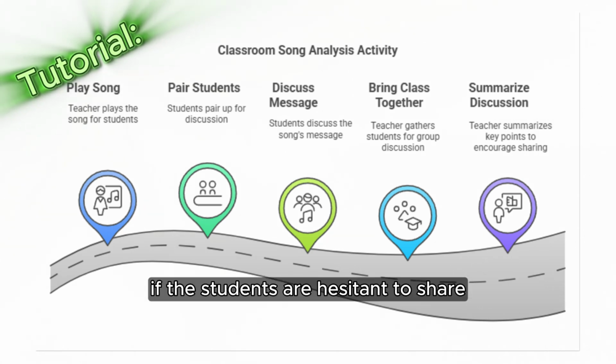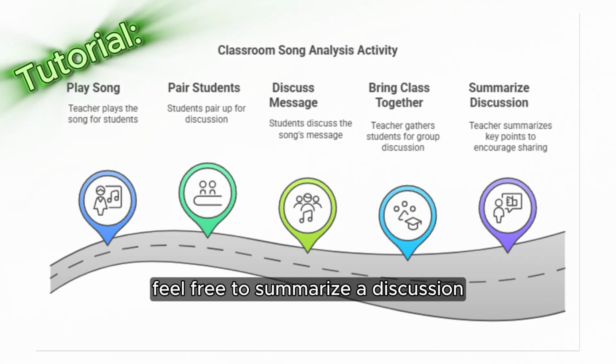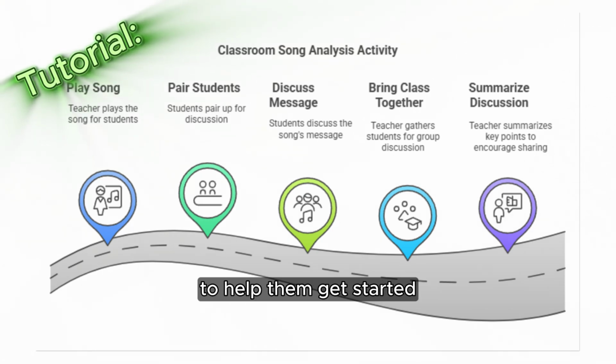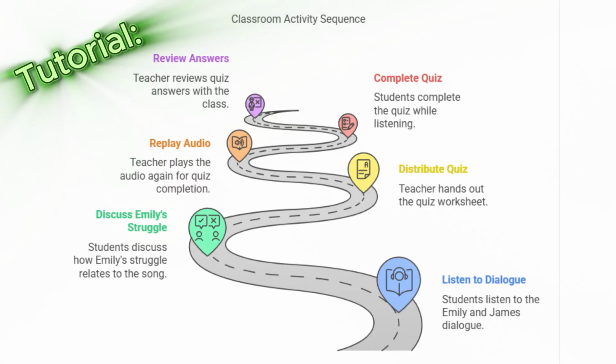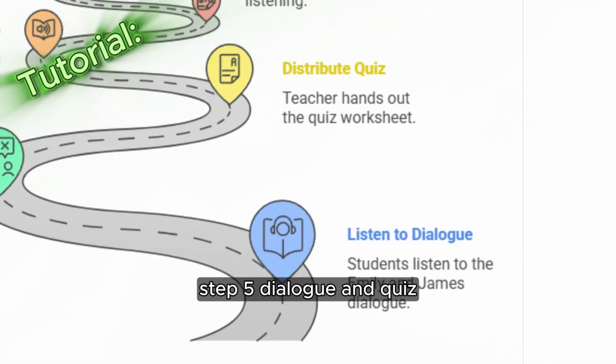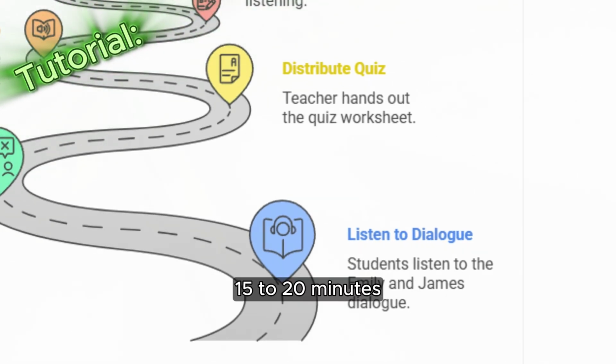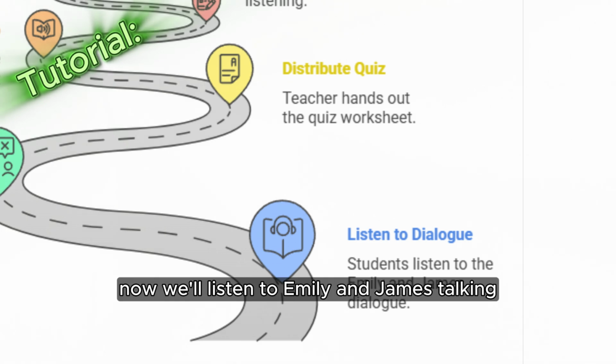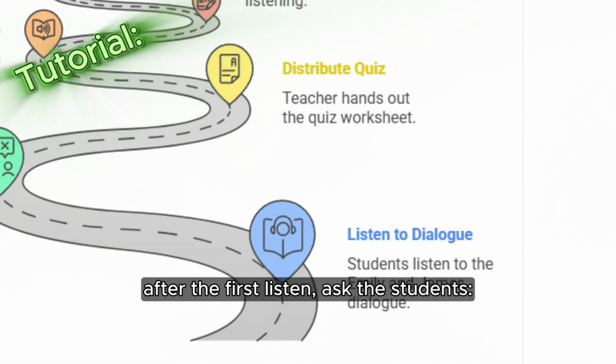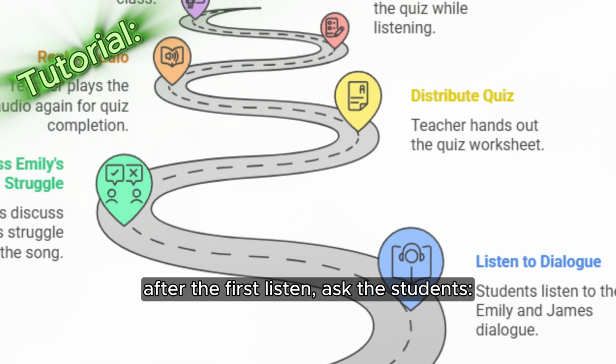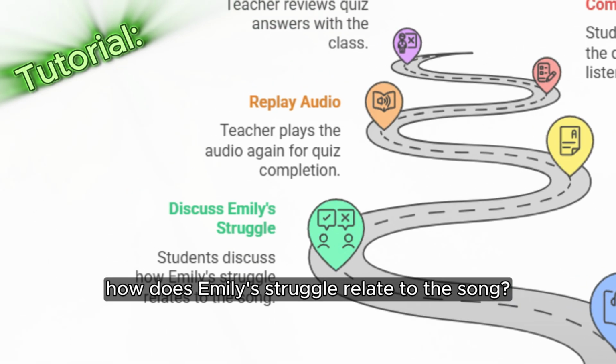If the students are hesitant to share, feel free to summarize the discussion to help them get started. Step 5. Dialogue and quiz, 15 to 20 minutes. Now, we'll listen to Emily and James talking. After the first listen, ask the students, how does Emily's struggle relate to the song?